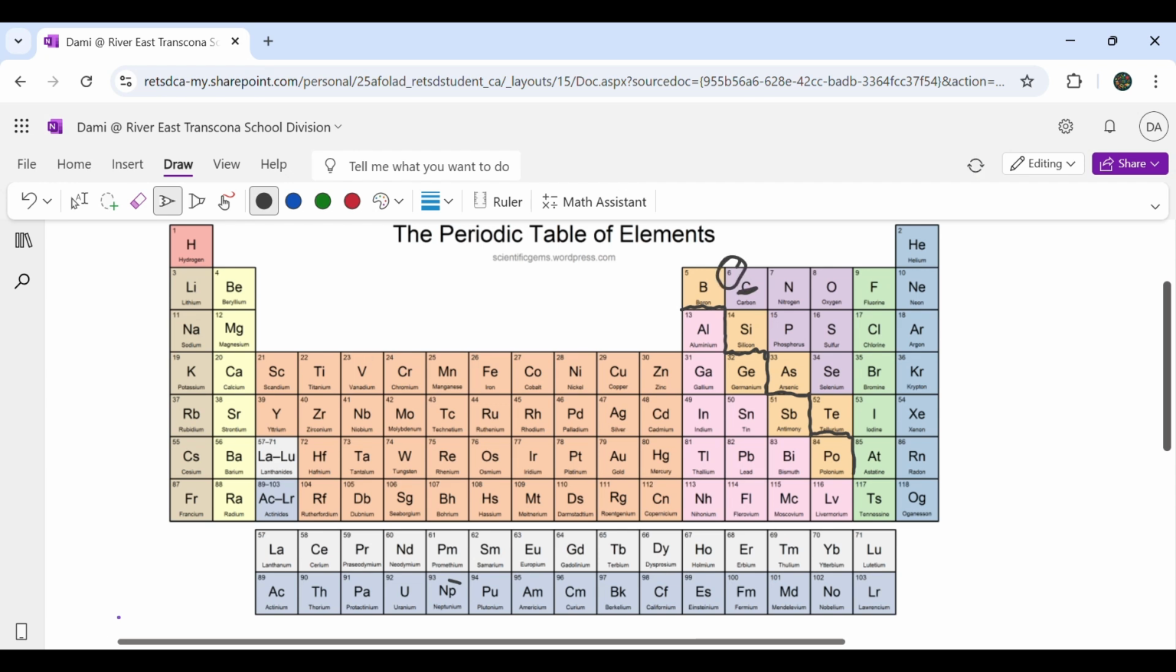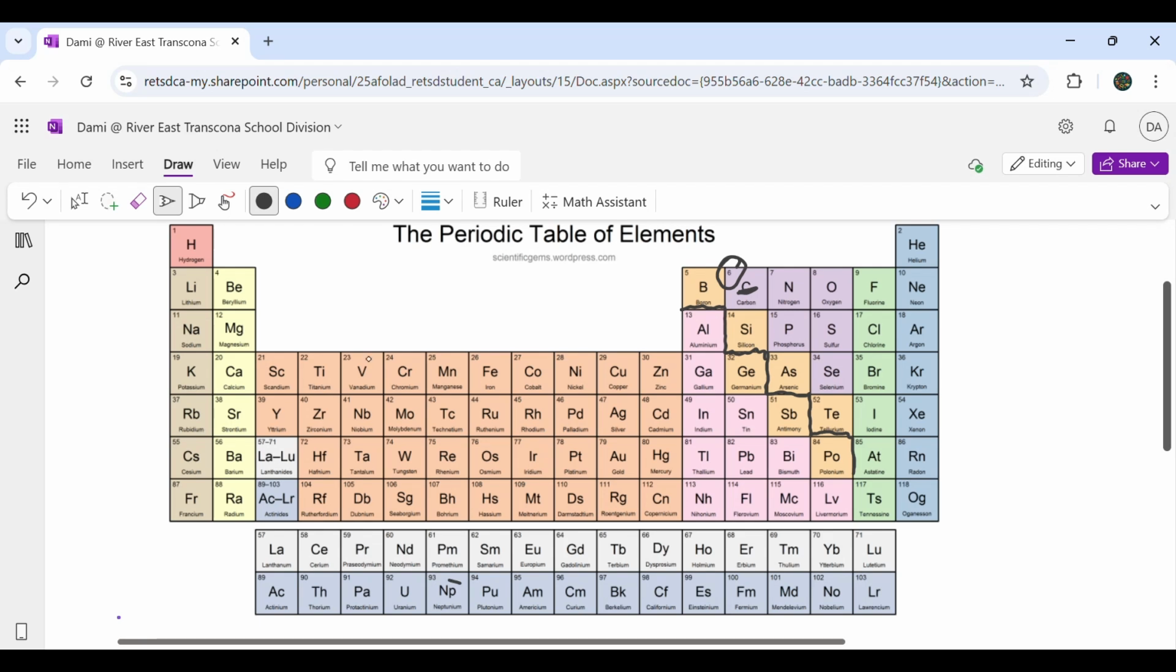Next question. What element has the symbol Na on the periodic table? You have 6 seconds. Did you get it? It is sodium, right here, number 11. Sodium.